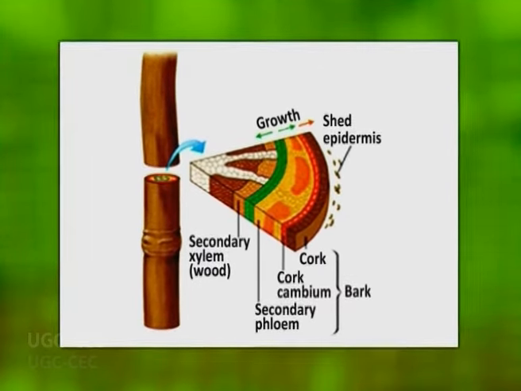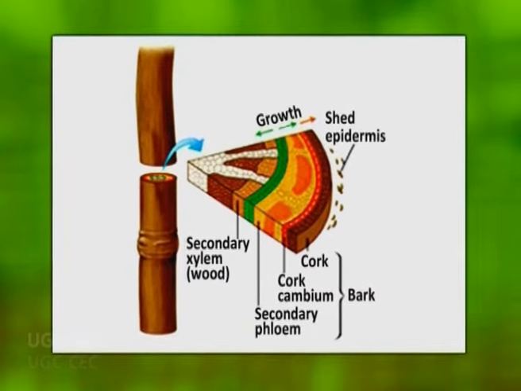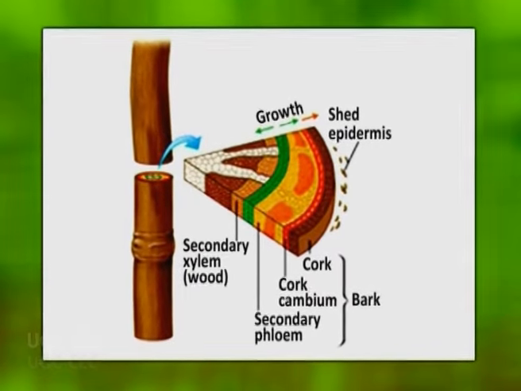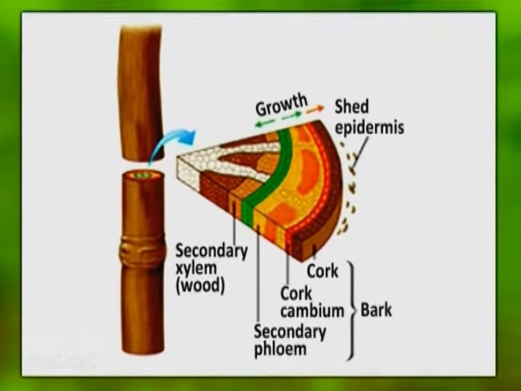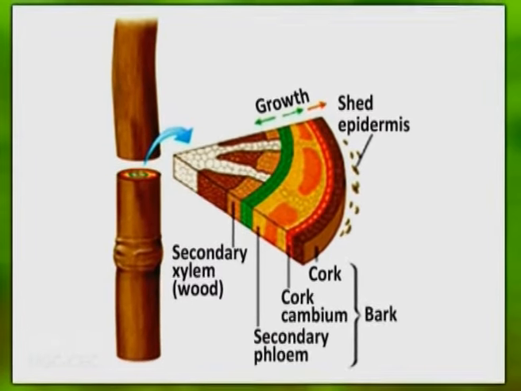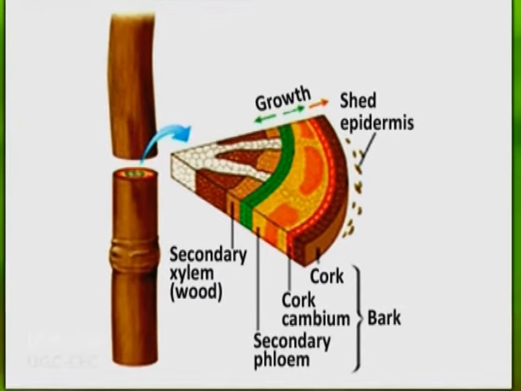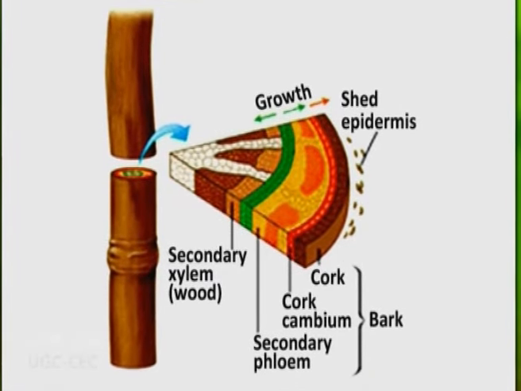The cork cambium is a lateral meristem as it is responsible for increase in thickness of the stem. It is secondary in origin as it arises from the primary tissues. It is secondary in function because it gives rise to secondary tissues like cork and secondary cortex. Thus, it is a secondary meristem.